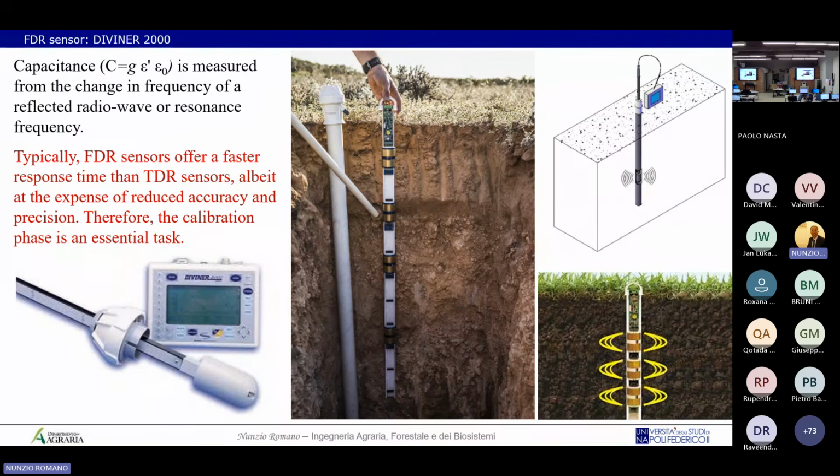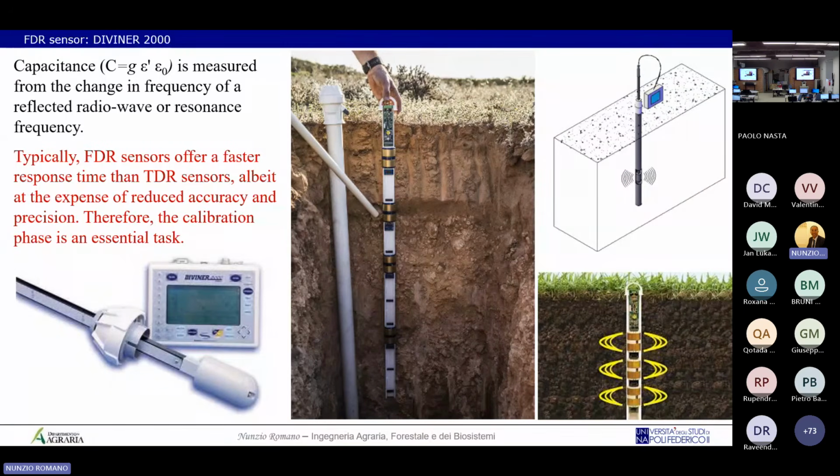I see that there are some papers in the literature on the precision and accuracy of the Diviner, and they realize that this is a very good probe, but the installation should be done very carefully, because the precision of this sensor seems to depend more on the way you have installed this sensor into the soil profile.